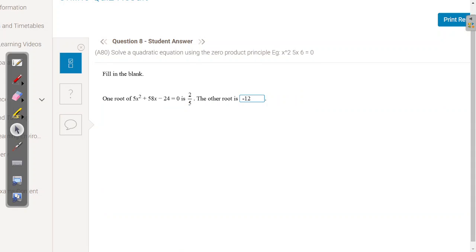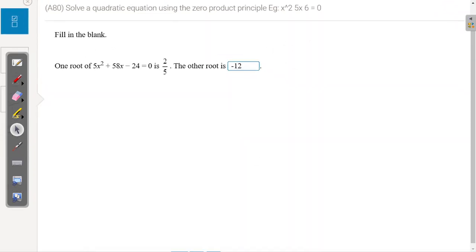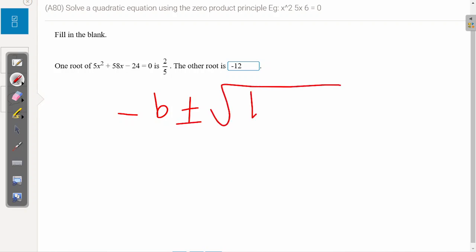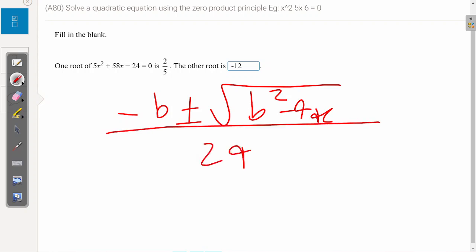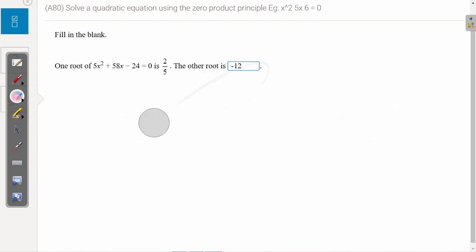Okay, for this you need to use the quadratic formula. You need to memorize it. Negative b plus or minus the square root of b squared minus 4ac, over 2a. Okay, let's use it. Let's do the plus one first.